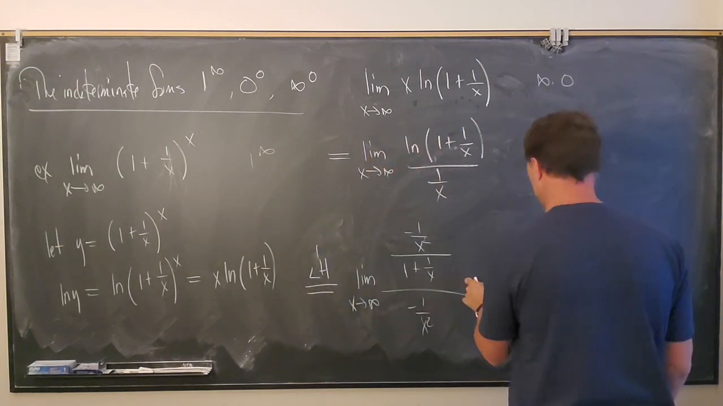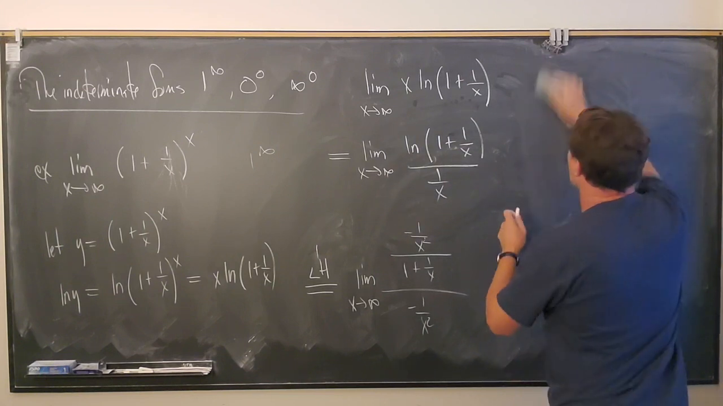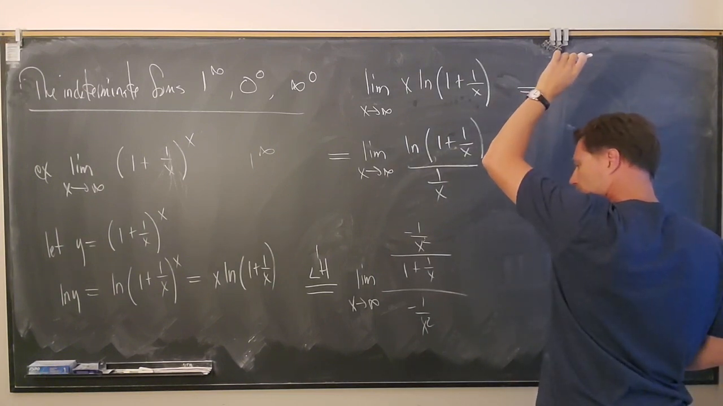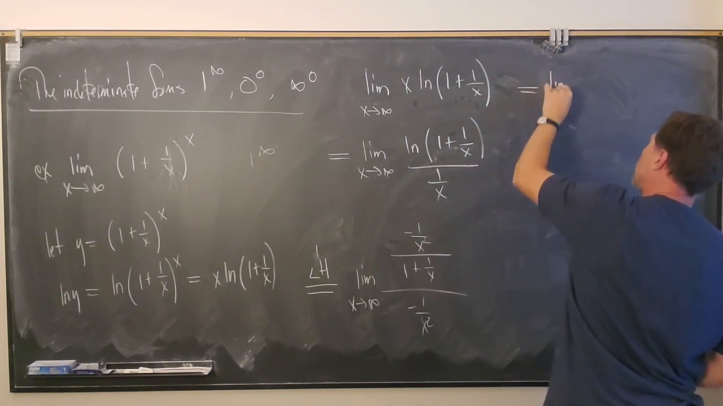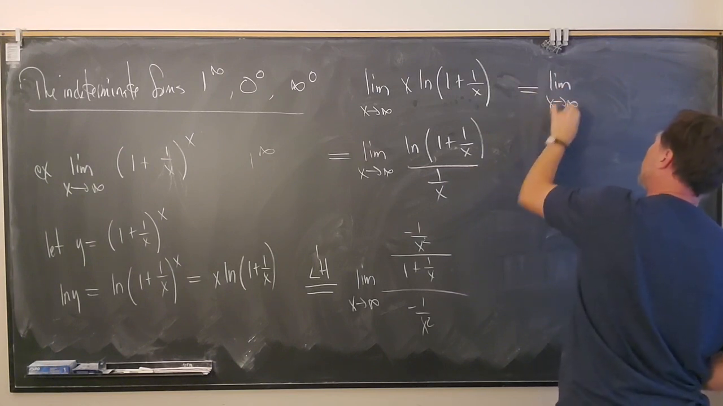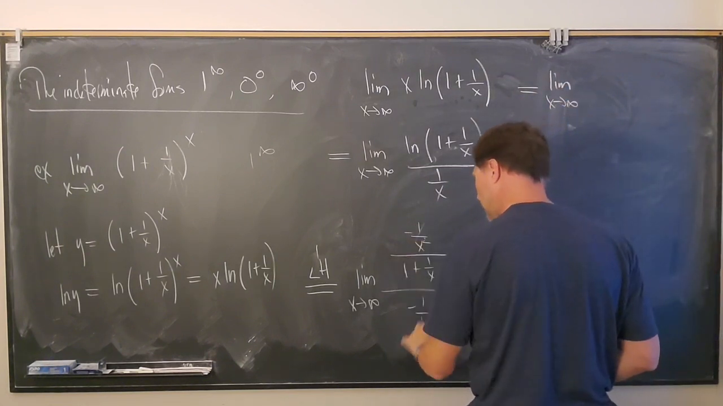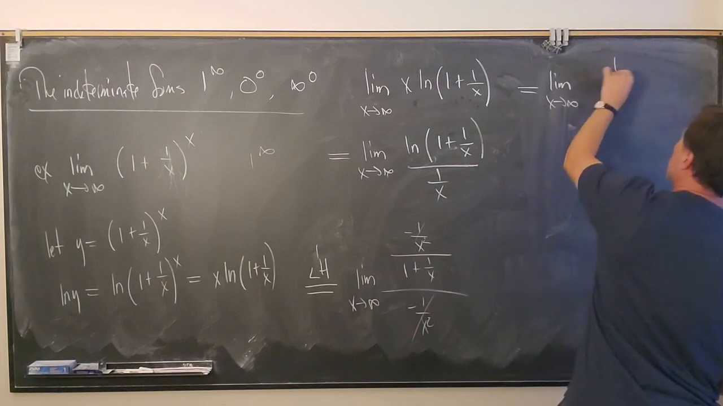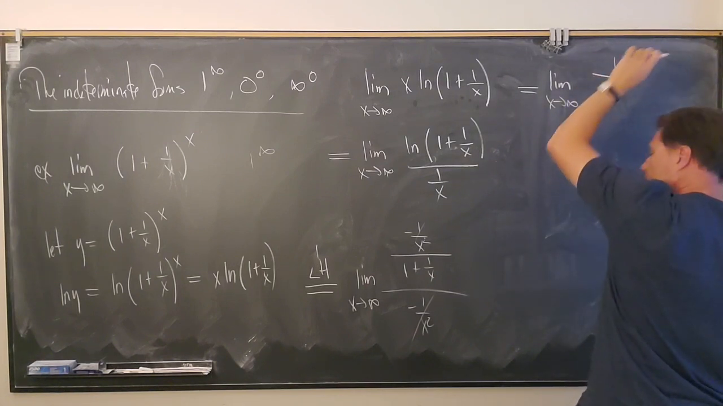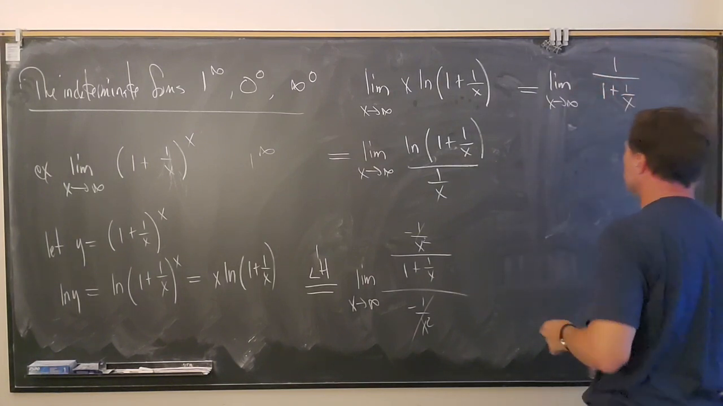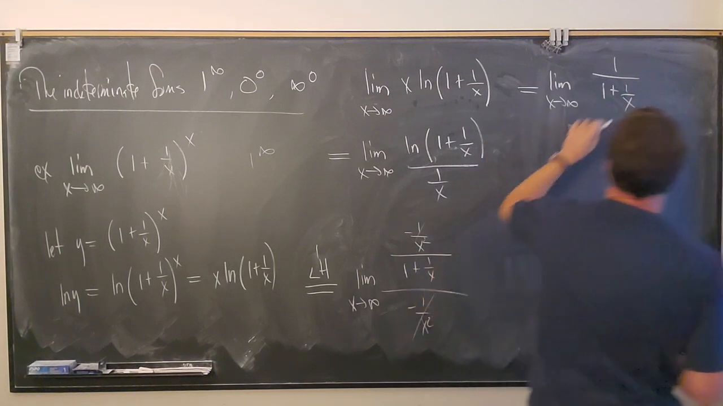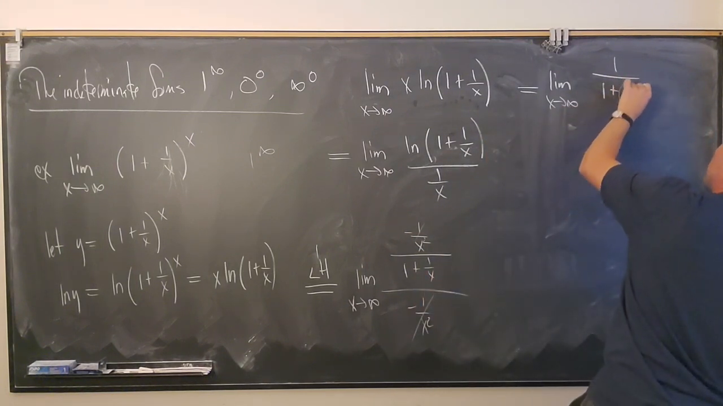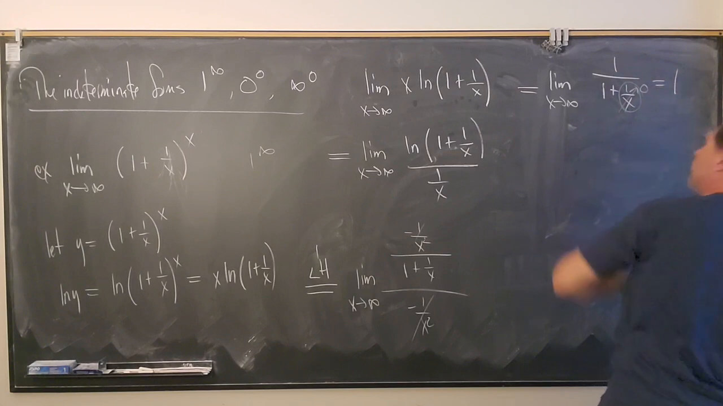Let's simplify things a little bit. So this is equal to the limit as x goes to infinity. Now the negative 1 over x squared is going to cancel and leave us with a 1 over 1 plus 1 over x. As x goes to infinity, that little piece right there is approaching 0, and so we get a limit of 1.